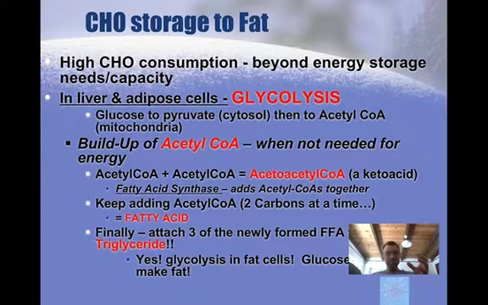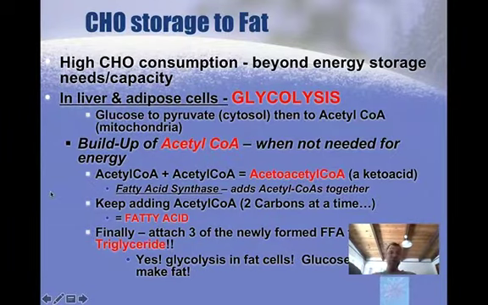And so first, we can have the formation of two acetyl-CoAs joined together, and they form something called acetoacetyl-CoA, which is actually a keto acid. So some of you into ketosis and ketone bodies, that's a ketone body.